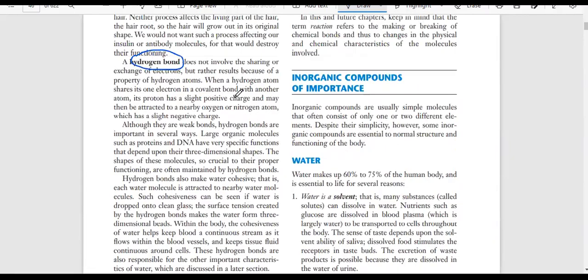What is a hydrogen bond? It is the involvement of hydrogen only, no other element. It does not involve the sharing or exchange of electrons, but rather is because of the properties of hydrogen atoms. When a hydrogen atom shares its one electron in a covalent bond with another atom, its proton has a slightly positive charge and may be attracted to a nearby oxygen or nitrogen atom, which has a slightly negative charge.